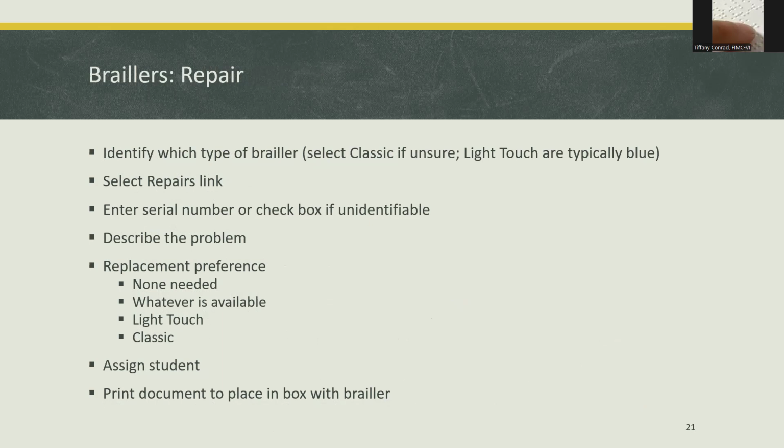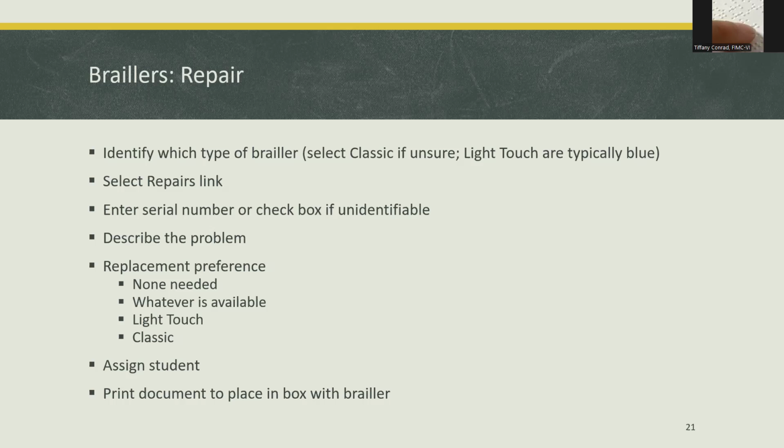And on this page, you're going to enter the serial number of the brailler, or if you can't read it or can't find it, just use a checkbox indicating that. You're going to describe the problem that the brailler is having. And then below that, you're going to say what type of brailler you want, or maybe you don't need one. So you can say none needed, whatever is available first, or if you have a preference for light touch versus classic. If you select that you do need a replacement, you're going to have to assign a shipping location. And then your last thing will be to assign the student that this is for.